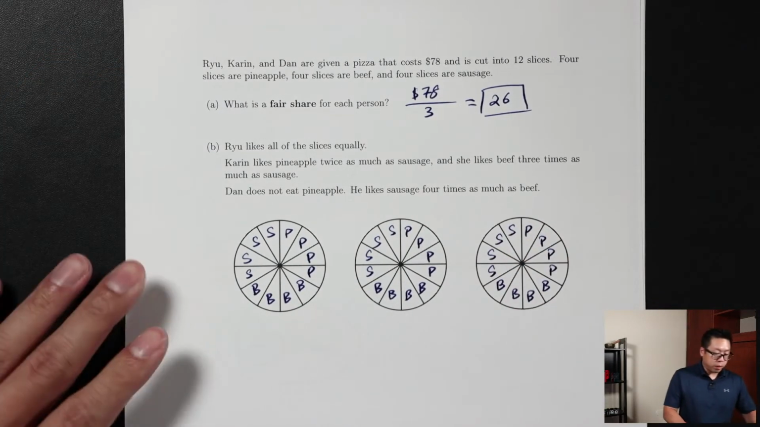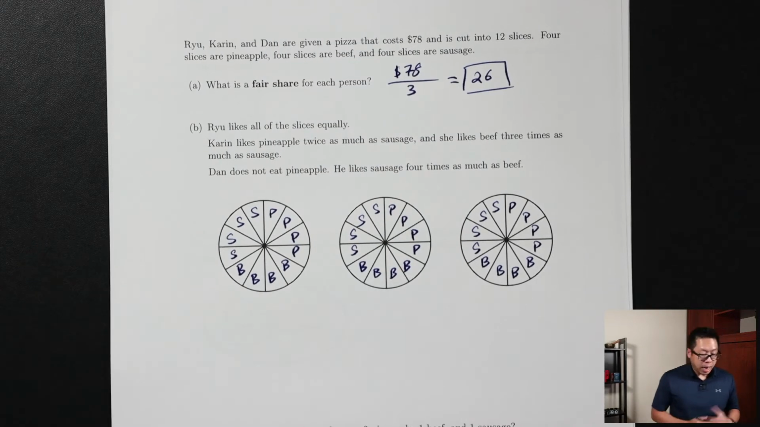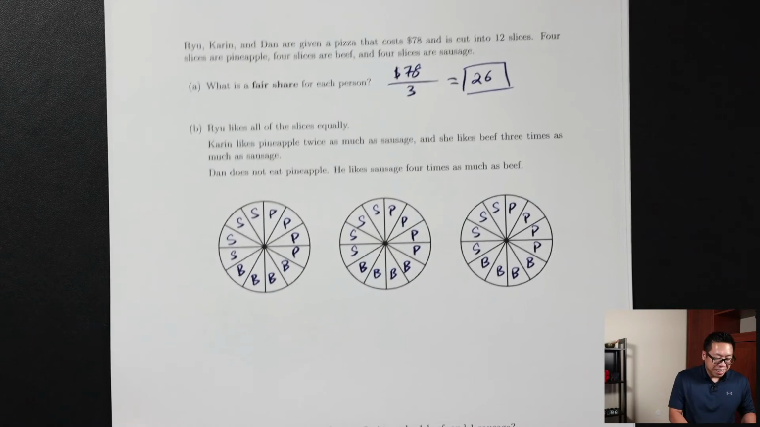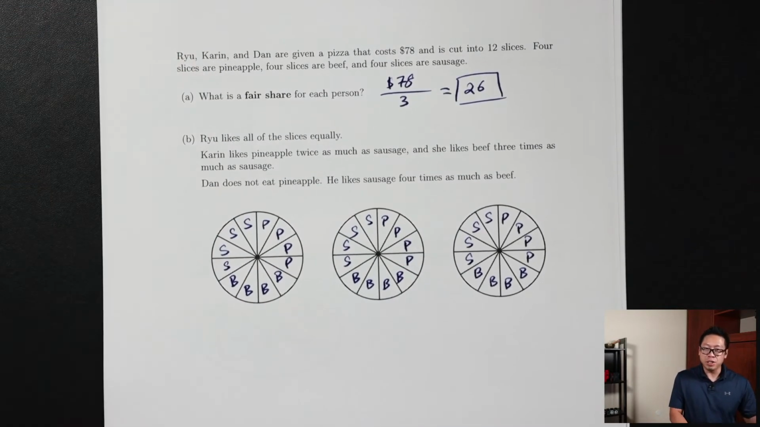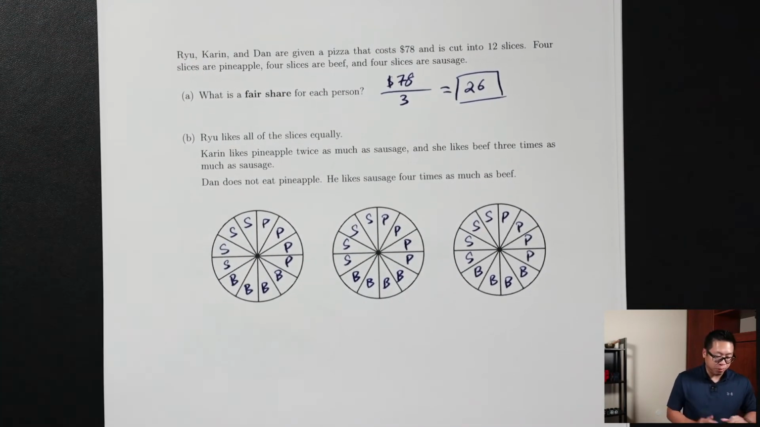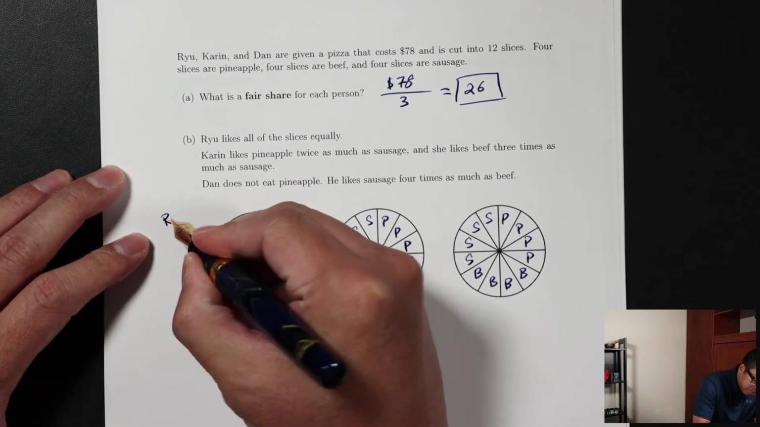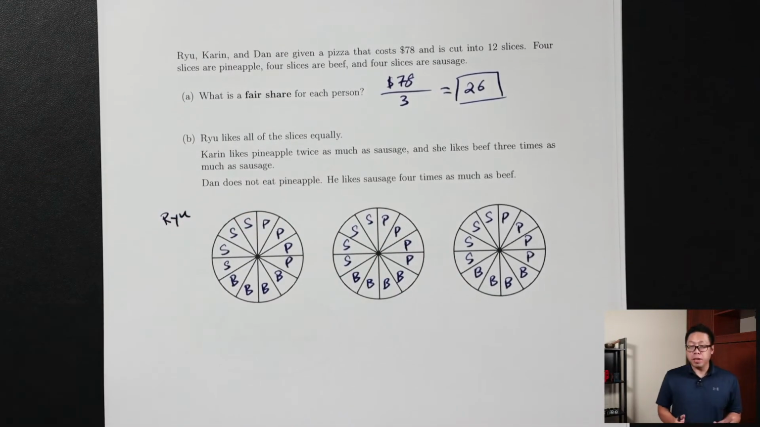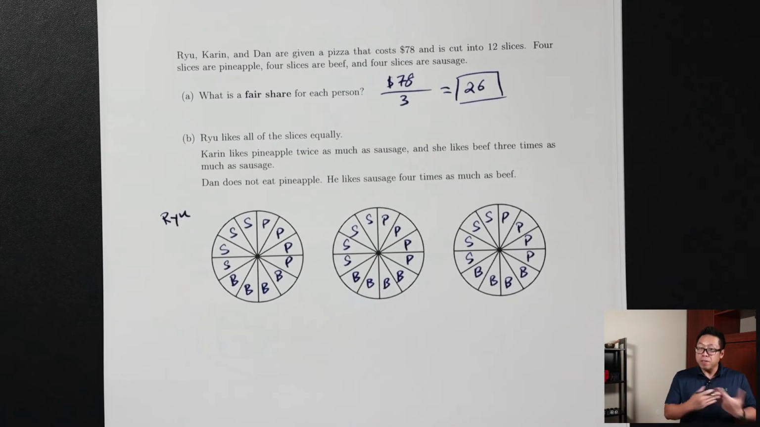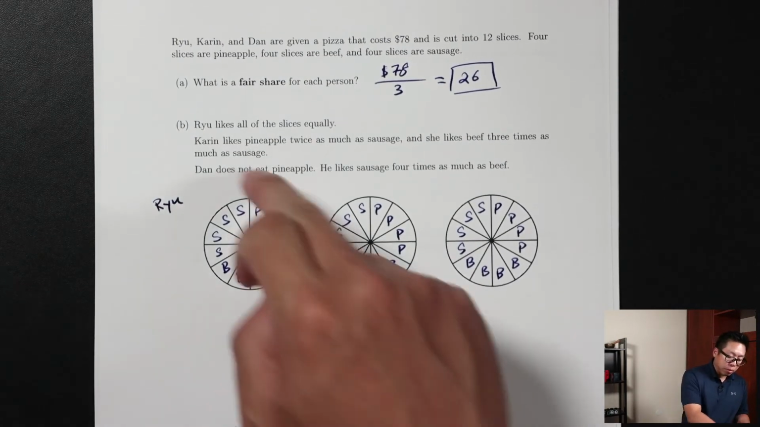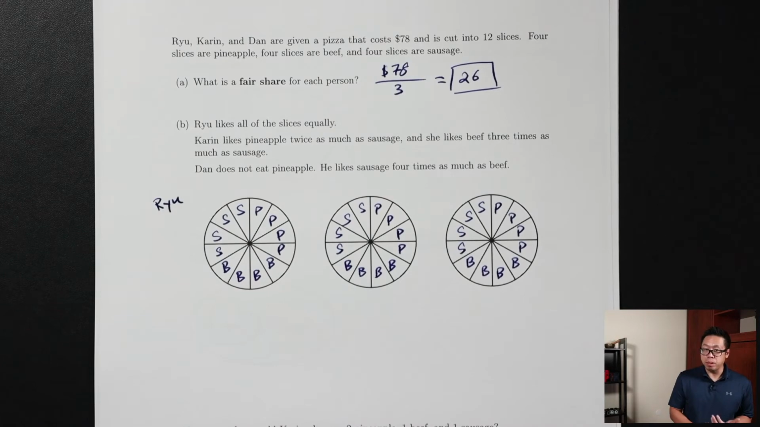Okay, so now we're going to find each person's value of each type of slice. Okay, so let's start with Ryu. So Ryu likes all the slices equally. So all the slices equally means I'm going to label each slice exactly the same. So I'm going to label each slice regular X.